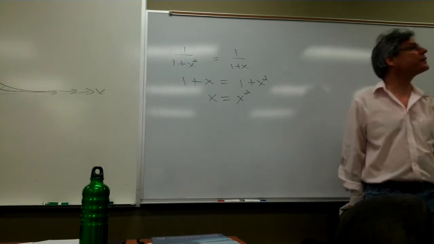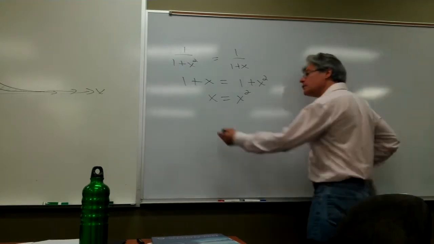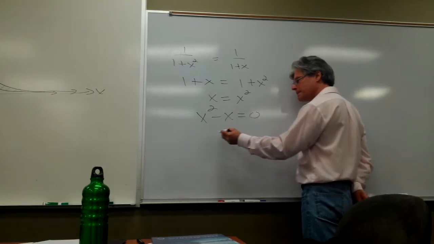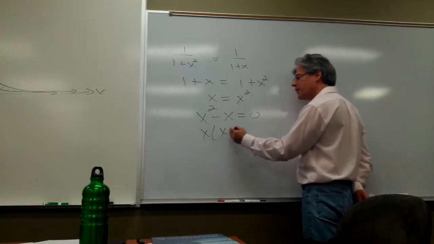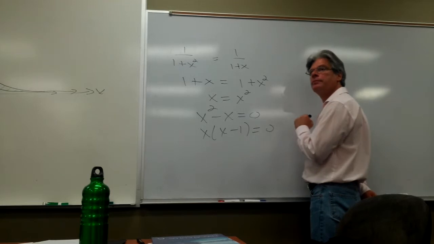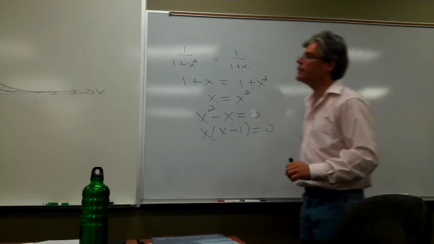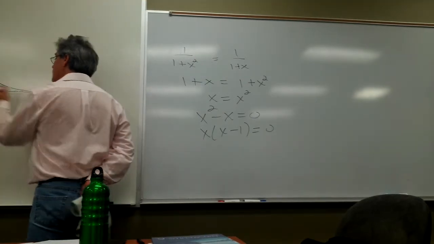Now that's nice. This is a polynomial equation. Let's set everything equal to 0. Then what? Factor. Then what? The zero product principle says x is 0 or 1. And therefore, here's one point of intersection, and here's another.